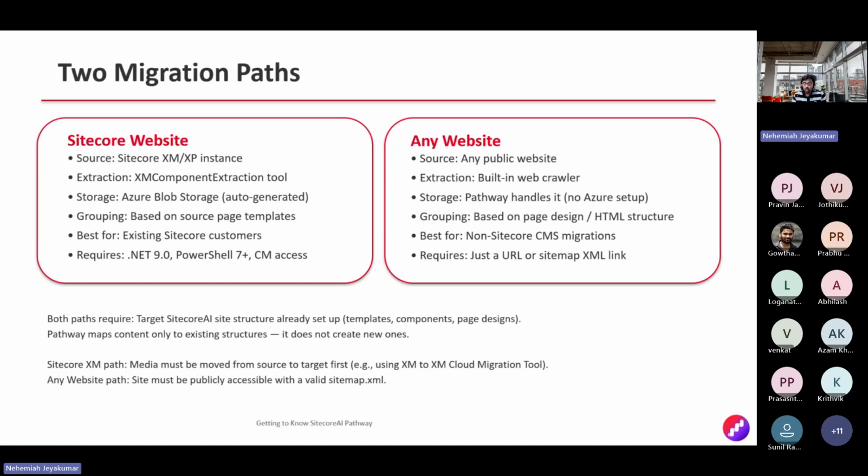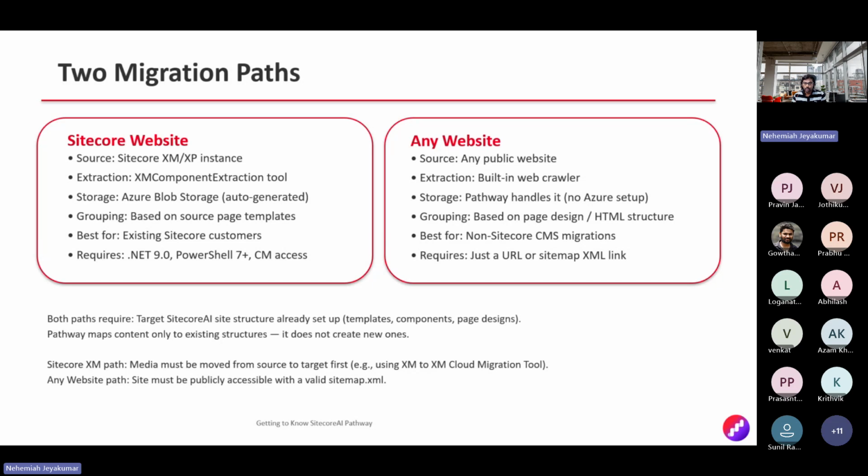So one important thing, both share the common prerequisite. What that means, I'm just telling again, is that basically your target Sitecore AI structure mostly should be available so that the mapping can be done by the AI.